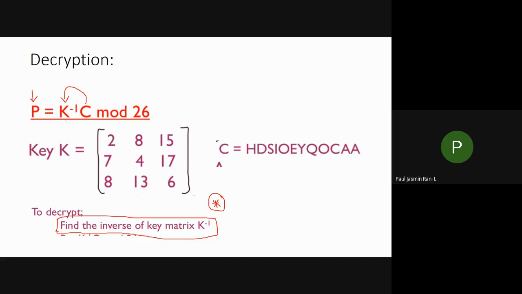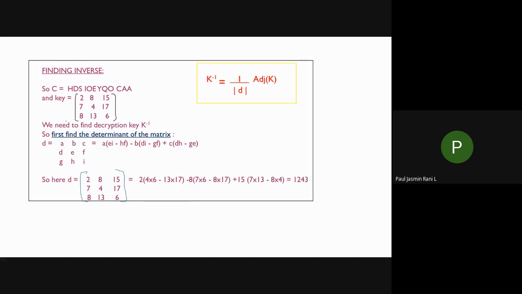So K inverse, let us see how you can find it. In order to find this K inverse, let us refresh the topic. We already learned in our maths class that K inverse is equal to 1 by determinant of K into adjoint of K. If you want to find a matrix inverse, this is the formula you have to follow, isn't it? So what is the formula? K inverse is equal to 1 by determinant of K, then adjoint of K.